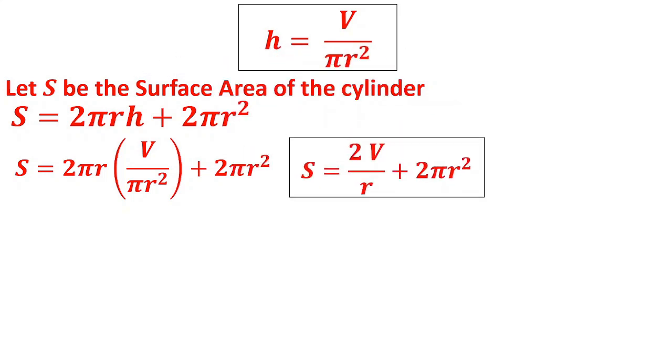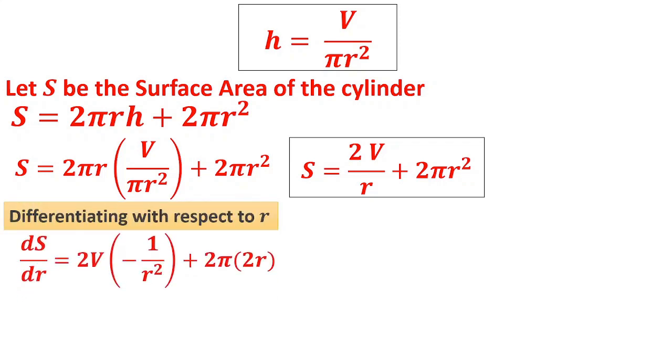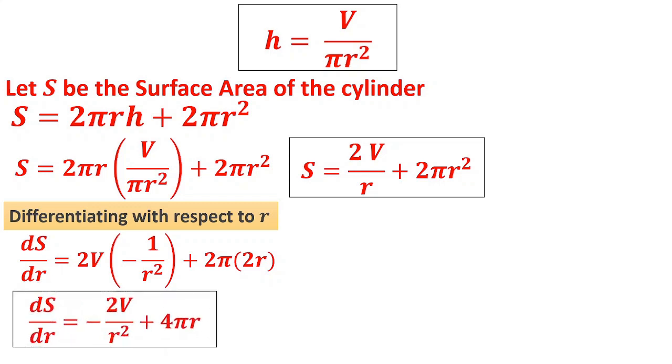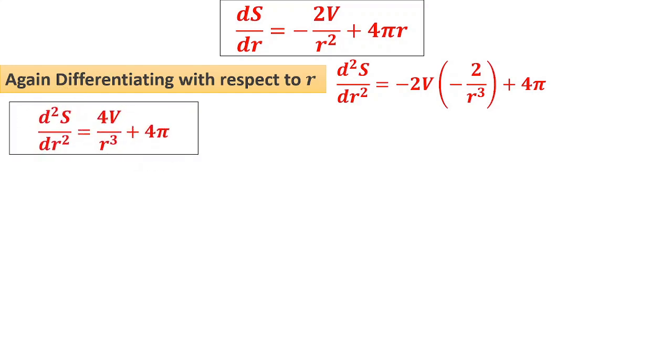Now surface area has been expressed in terms of a single variable r, and capital V is a constant over here. I can differentiate with respect to r now. dS by dr is equal to 2V into 1 by r, differentiation is minus 1 by r square, and differentiation of 2 pi r square is 4 pi r. So you are getting dS by dr as minus 2V by r square plus 4 pi r. I continue, equate it to, okay, again differentiate it. Differentiation of 1 by r square is minus 2 by r cube, and 4 pi r differentiation is 4 pi. Let us keep it ready.